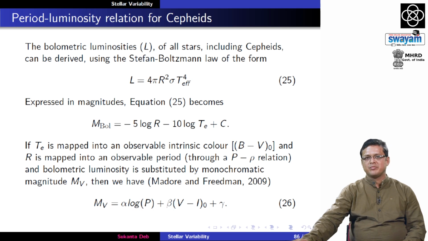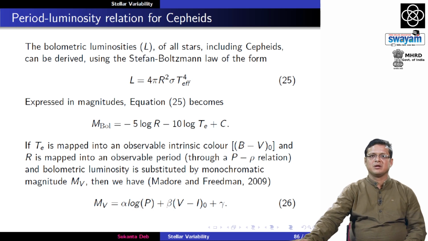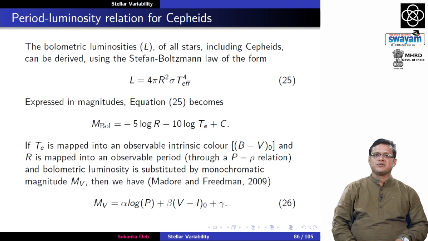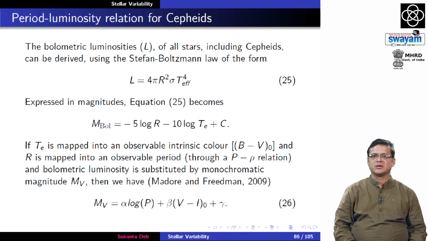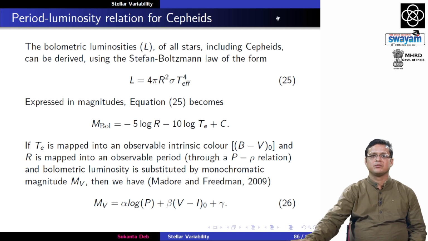Now, we will study the period color relation for Cepheids. How does it come? We know that the bolometric luminosity of all stars, including Cepheids, can be obtained using the Stefan-Boltzmann law. As we have already seen, it goes as R squared into T to the 4, expressed in magnitude by taking a log on both sides and multiplying with minus 2.5. We find that equation 25 reduces to this form of equation.